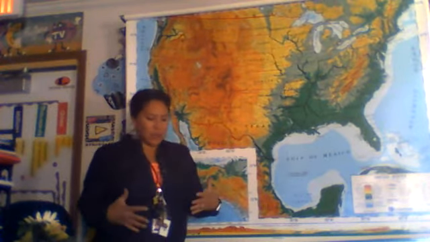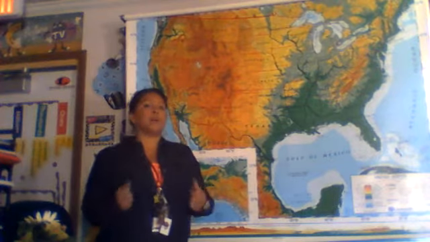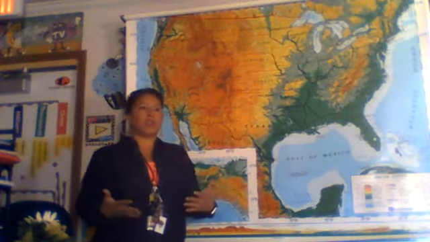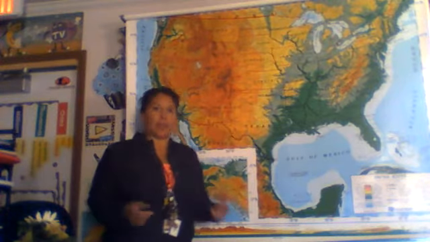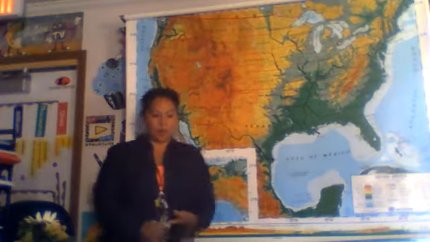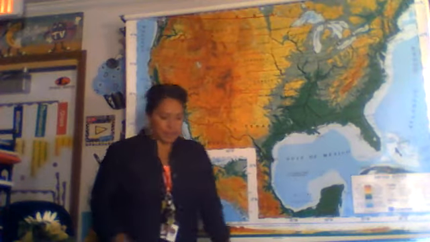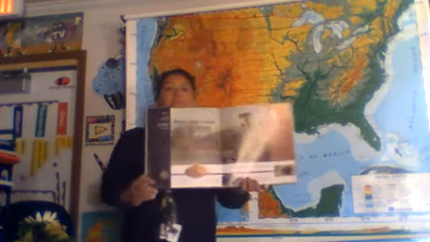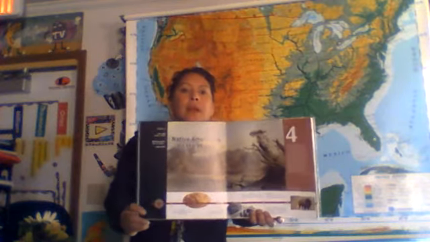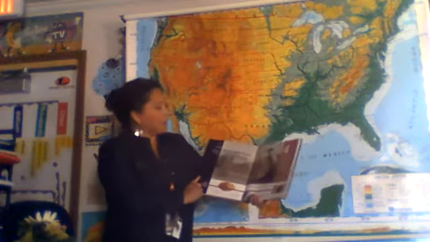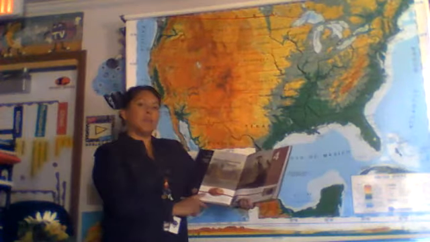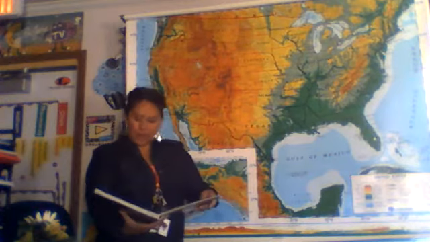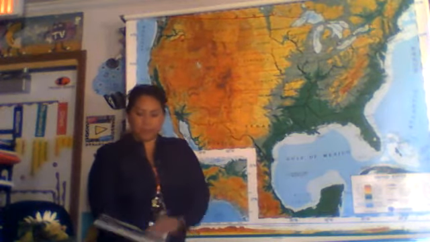And then we started talking about how things were changing, that soon the Native Americans that were here would be introduced to white settlers that came from Europe. So let's move into chapter 4 and get started on today's lesson. Chapter 4 is on page 70. The title of that is Native Americans on the Plains, between 1300 and 1800.